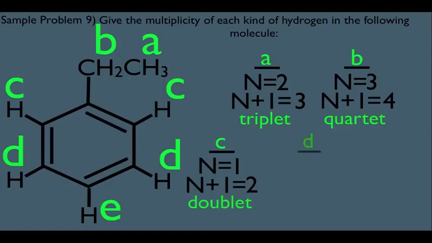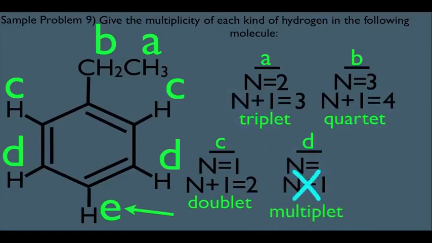Now let's investigate the D-type hydrogens, and we'll start with this guy right here on the left. Notice he has 2 neighbors. He has the C hydrogen as one of his neighbors, and he has the E hydrogen as the other neighbor. And remember, if you have 2 neighbors and they're not equivalent, then the N plus 1 rule will fail, so we know not to use it here. We're just going to say that D is going to be some kind of multiplet.